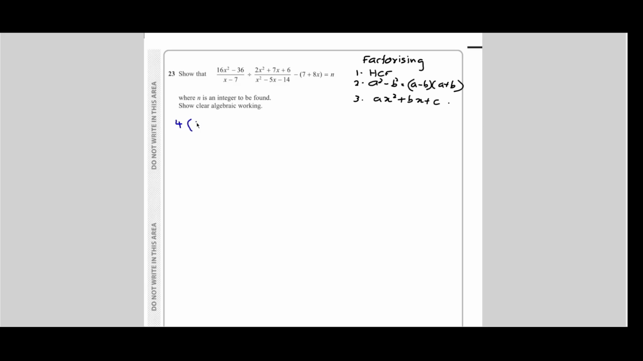Then 4 times 4x squared minus 4 times 9, over x minus 7. Divide. Now we need to factorize. Now, what are the factors of this one? There is no highest common factor. There is no common number that we can pull out. So, we need to factorize.